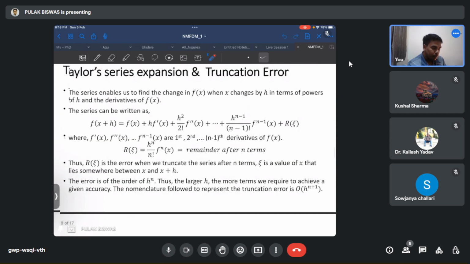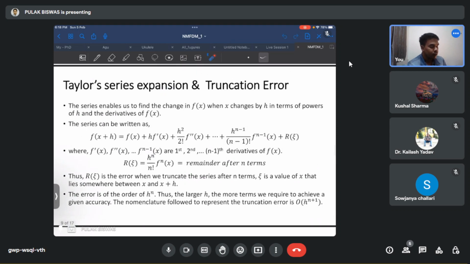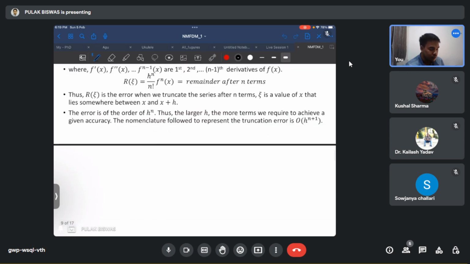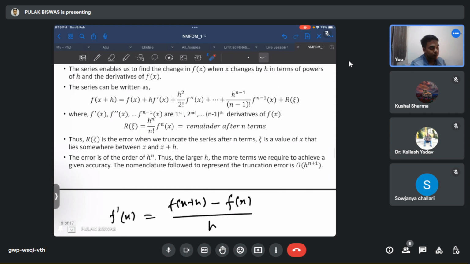Using this Taylor series, we can find the finite difference representation of the derivatives. Suppose we consider up to this part only, where f'(x) is the derivative of f(x). If we rearrange this, we can write the derivative like this.